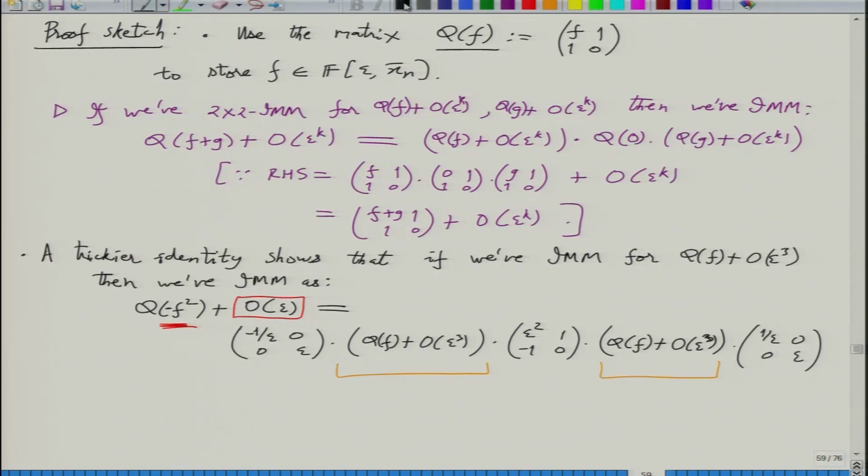So you have to start with a higher precision expression of f, because you are going to divide by epsilon. So if you started with only precision epsilon, then when you divide by epsilon, you get a whole lot of garbage which you cannot deal with. So you have to start with epsilon cube, and then it will get divided by epsilon square because you have these two 1 over epsilons.